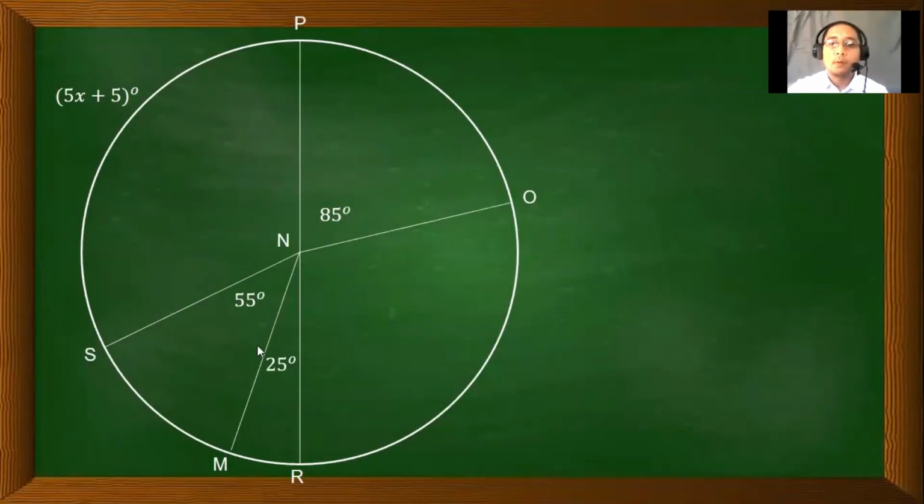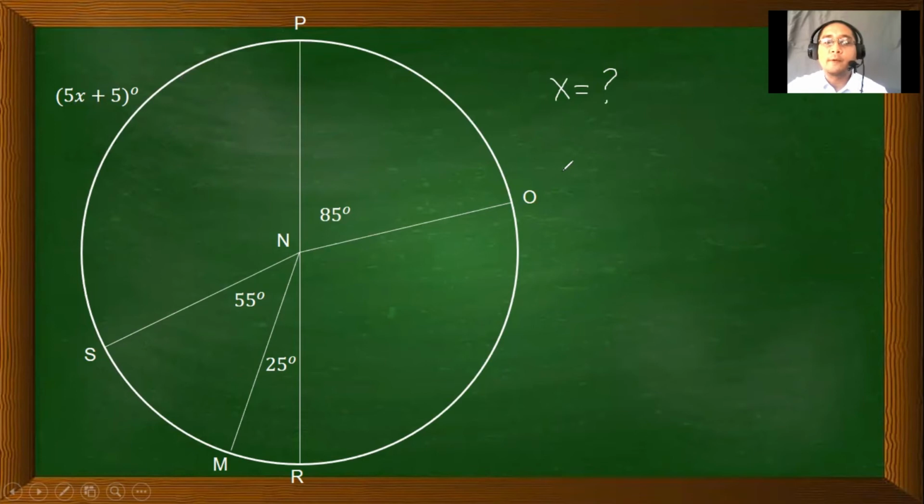What if there is an application of algebra on a given problem or a given illustration? So now let us first solve the value of x on the given problem. What is the value of x, given arc PS is the quantity of 5x plus 5 degrees? How to solve that one? First thing we will do is analyze the given problem.